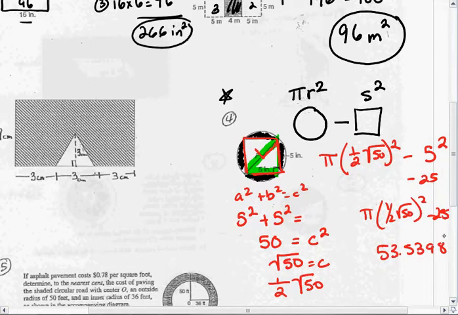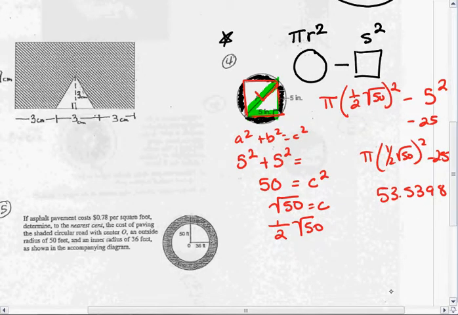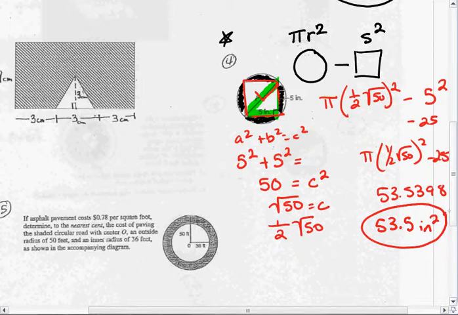And I don't believe there are any suggestions about where to round to, so let's round to the nearest tenth, 53.5. And my units are inches to begin with, so I'm finding area, I'm going to use inches squared.